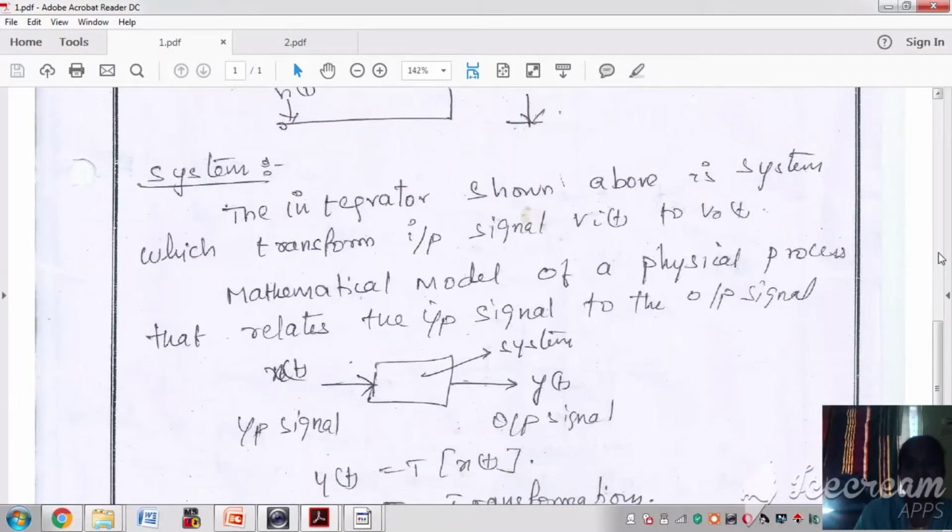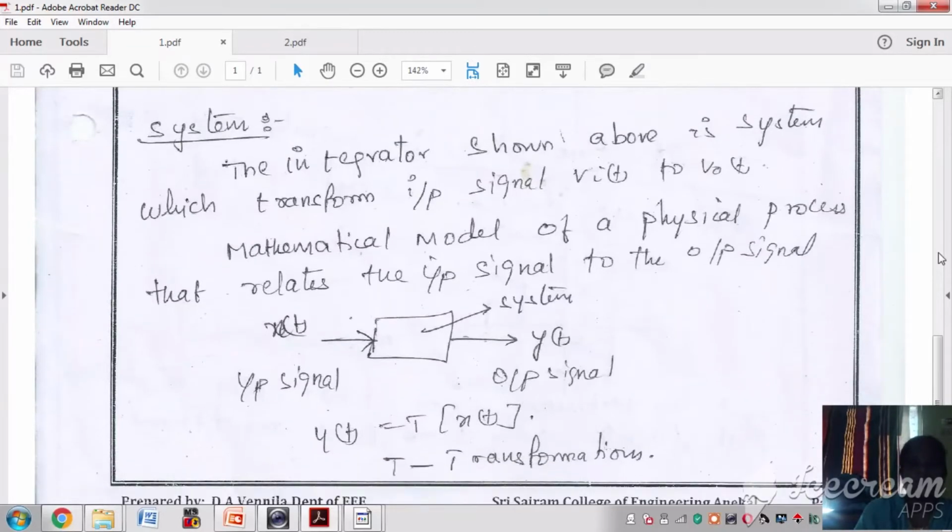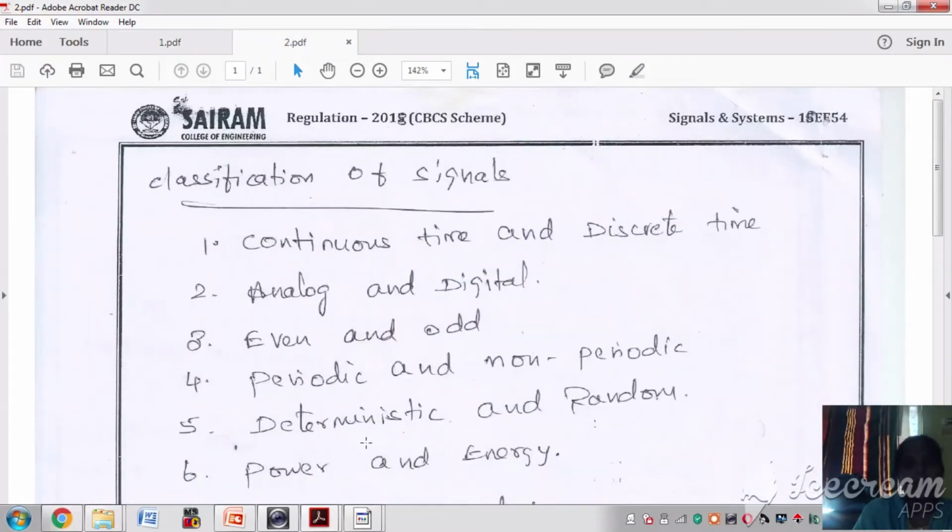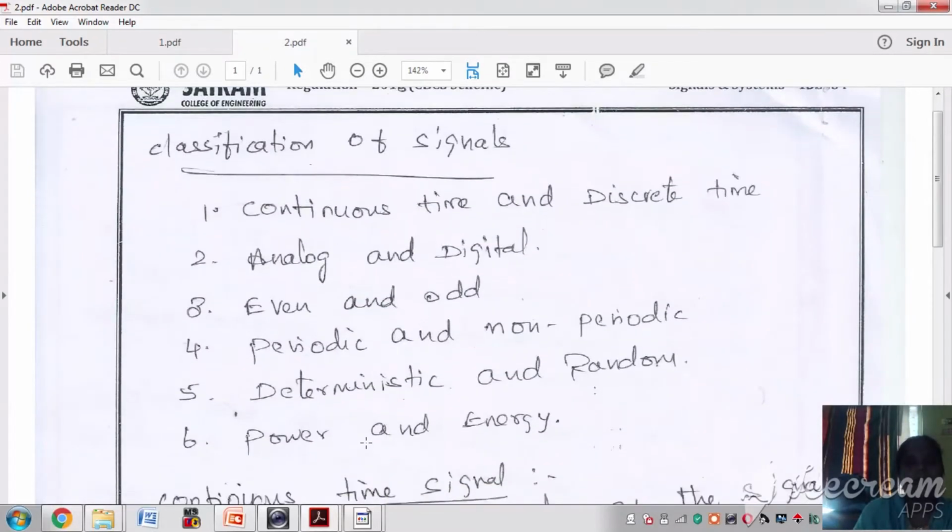Generally, a system is nothing but: the input is given to the system, and the system performs some operation on the input to get the desired output. Here the input is x of t and the output is y of t. The output y of t is equal to T of x of t, where T is nothing but your transformation. Now we will discuss the classification of signals.